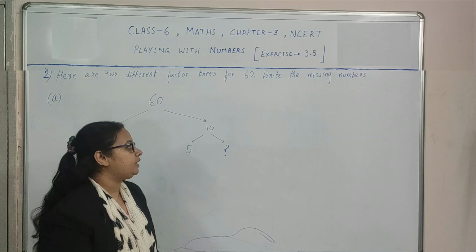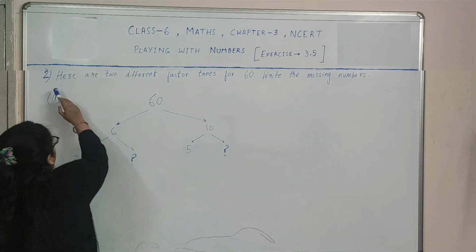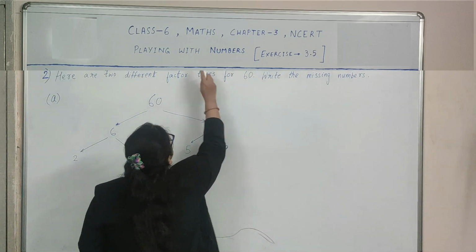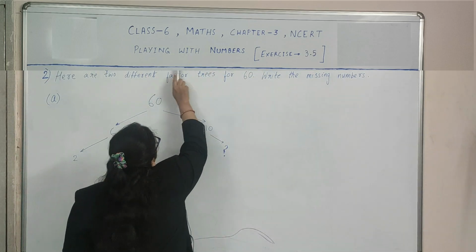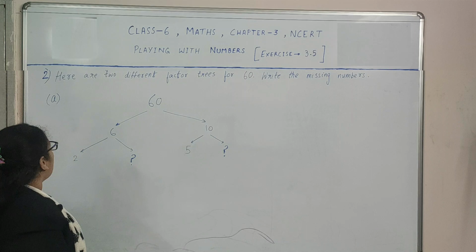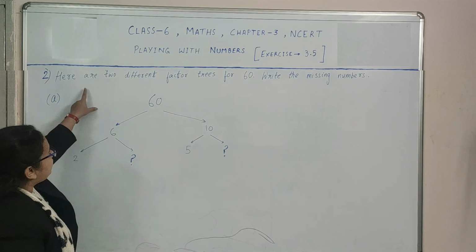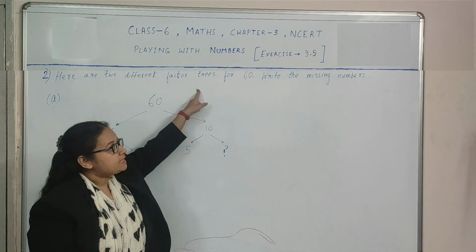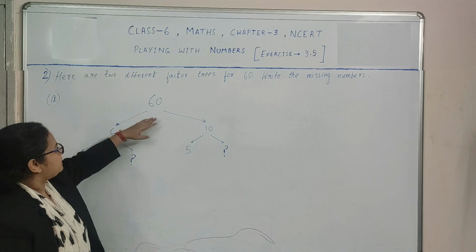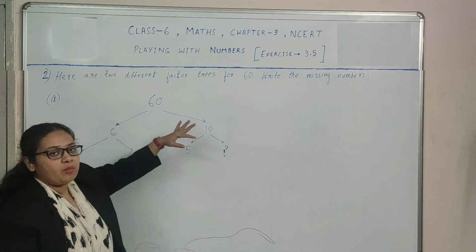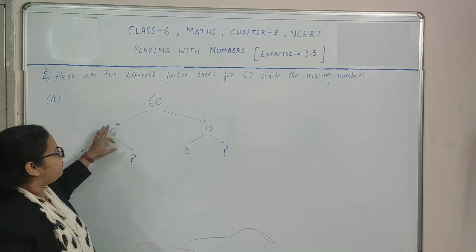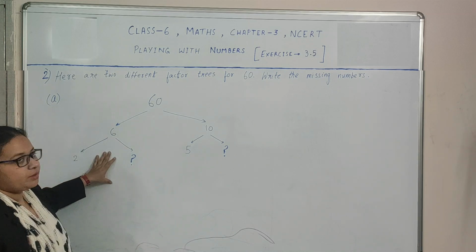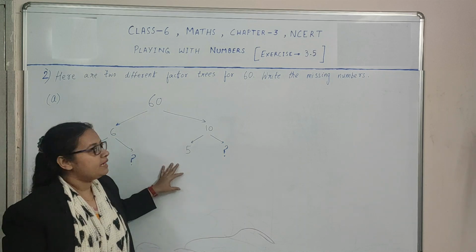In today's class, we will do question number 2 of exercise 3.5 from the 6th class Maths NCERT book, and this question is from chapter number 3, which is Playing with Numbers. The question is, here are two different factor trees for 60. One factor tree is in part A and the other one is in part B. So part A I will do here and part B I will do later.